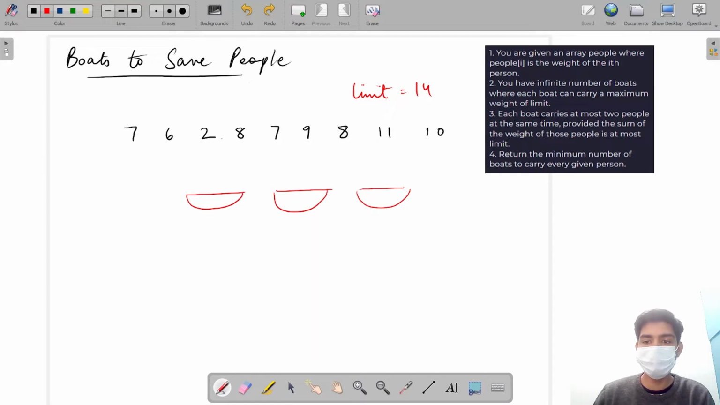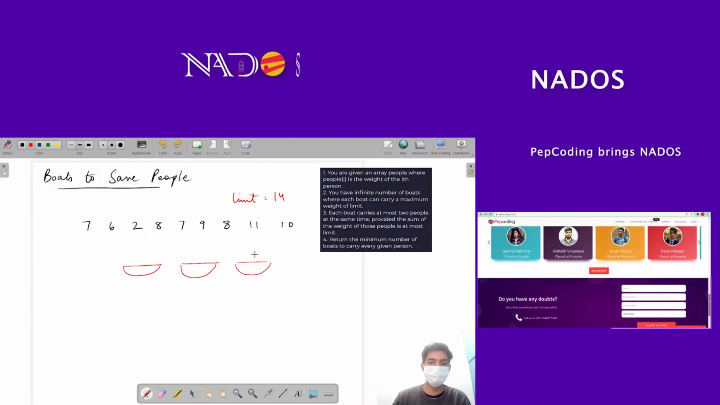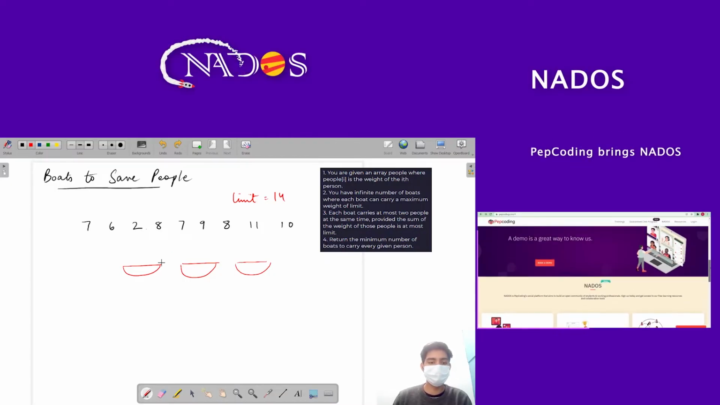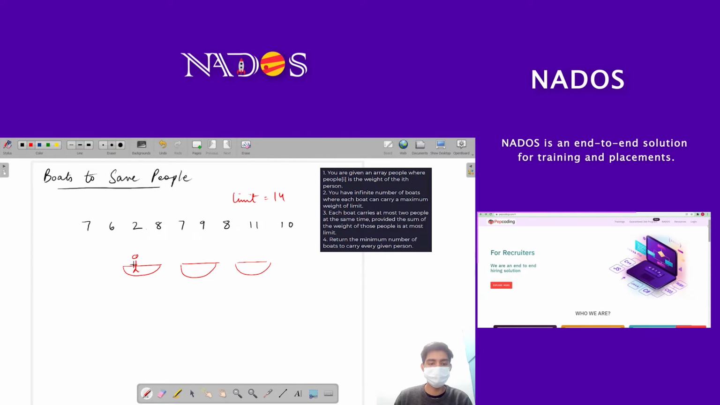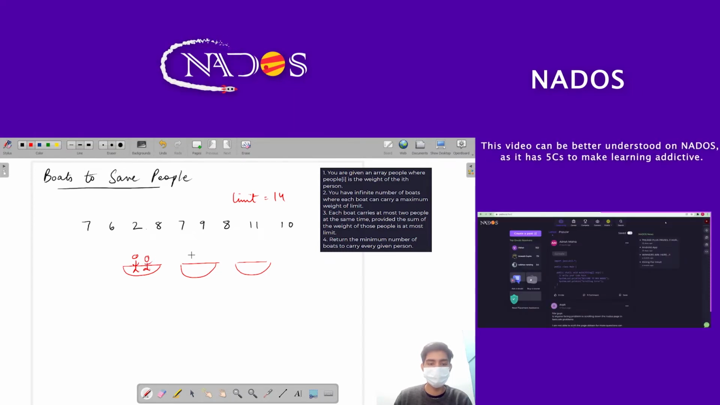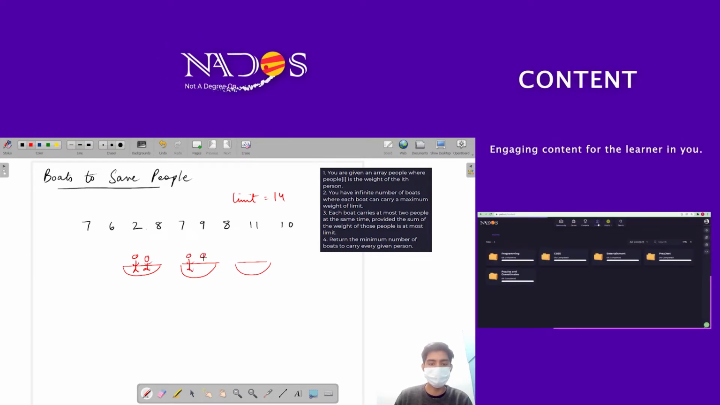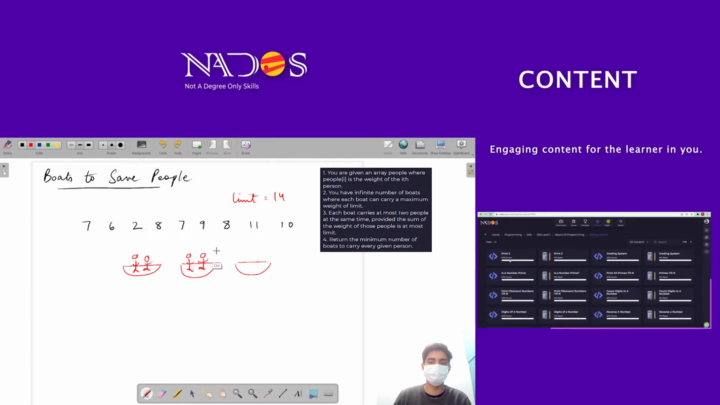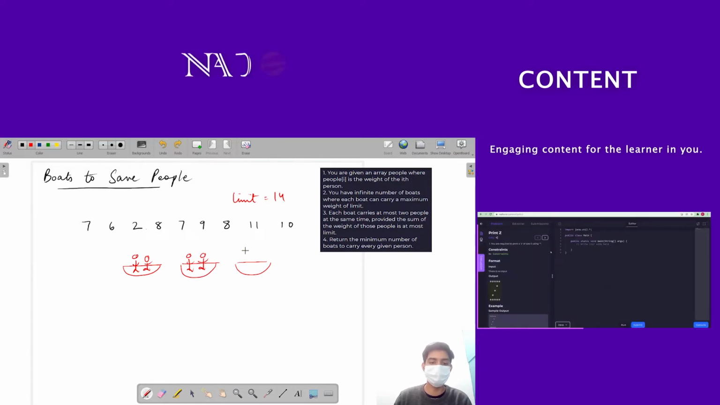So each boat carries at most two people at the same time, provided the sum of the weight of those people is at most limit, which means that this boat can carry at most two people, right? Every single boat here can carry at most two people, but provided that the sum of the weight of these two people is not greater than my limit. It should be less than or equal to my limit.